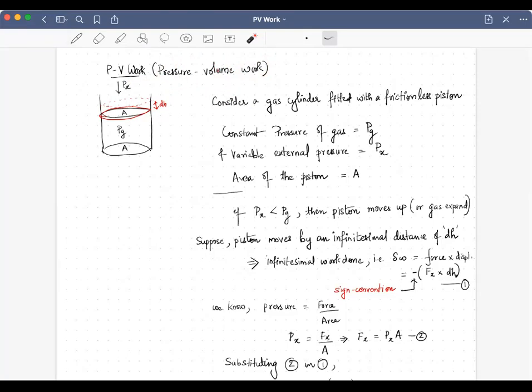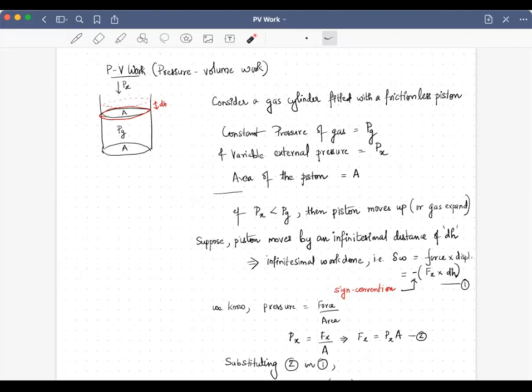So we are going to understand the equation that relates work, pressure, and volume. For that, we will consider a gas cylinder fitted with a frictionless piston. A piston is something that can move up and down in a gas cylinder, and this you have already learned when it comes to the working of the internal combustion engine. So it's a kind of moving piston. It can move up and down in this particular gas chamber.